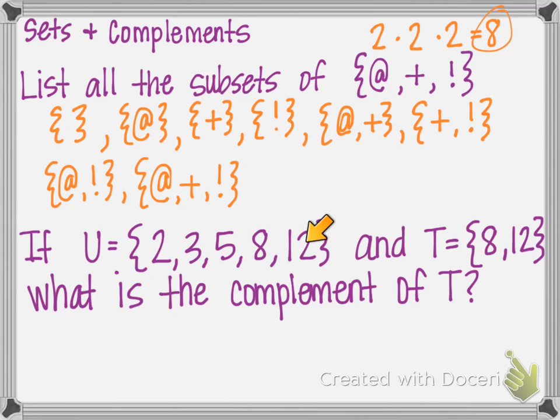Alright, I have this universal set, 2, 3, 5, 8, 12. And then I have this set T. I want to know what is the complement of set T. So what this means, complement of T, that means what's not in T. If T has 8 and 12, then T complement is everything else. 2, 3, 5.